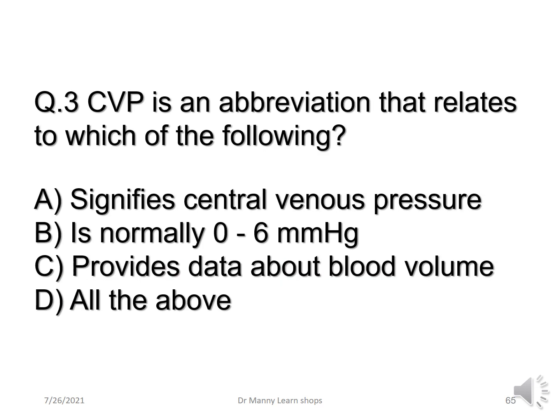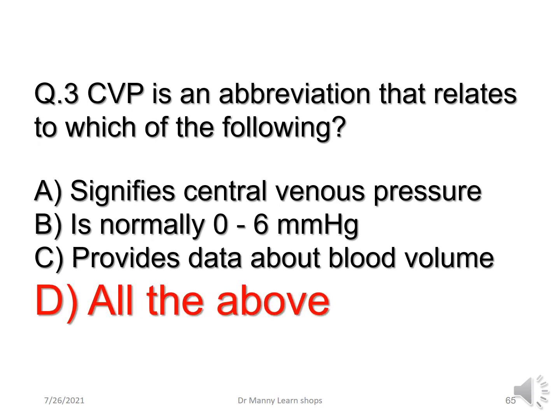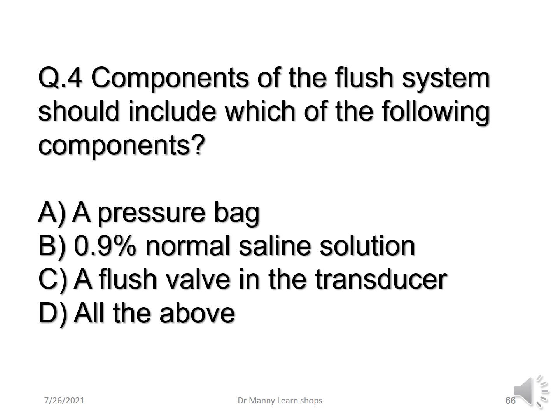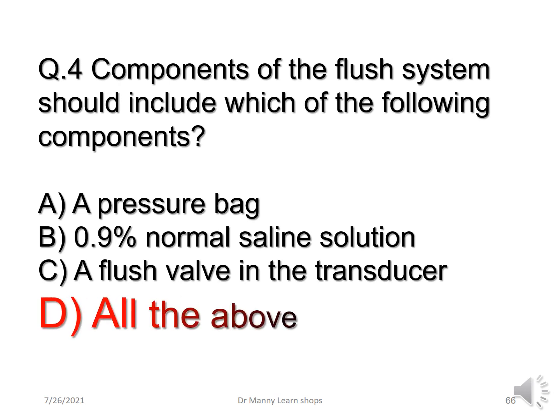A CVP is an abbreviation that relates to which of the following: central venous pressure, it's normally 0 to 6 millimeters of mercury, provides data about blood volume, or all of the above? The correct answer is all of the above. Question 4. Components of the flush system should include which of the following: pressure bag, normal saline, sterile, a flush valve in the transducer, or all of the above? The correct answer is all of the above.